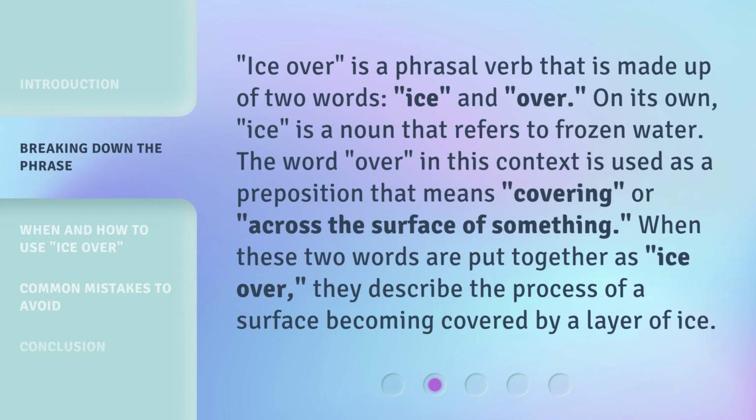Ice over is a phrasal verb that is made up of two words, ice and over. On its own, ice is a noun that refers to frozen water. The word over in this context is used as a preposition that means covering or across the surface of something. When these two words are put together as ice over, they describe the process of a surface becoming covered by a layer of ice.